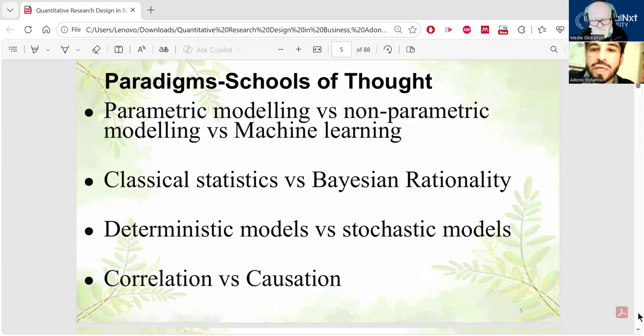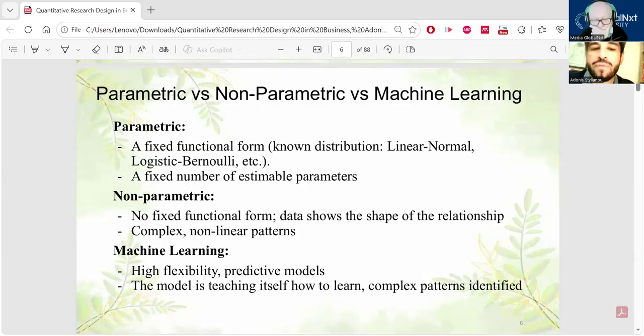Now, parametric implies a very well-known functional form of the distribution of the data, right? So we know the distribution of the data a priori. And this is really important because we can have a fixed number of estimable parameters and proceed. For example, multiple linear regression is like that. And the idea is that if you know the distribution, you will eventually be able to have a very efficient approach to your estimation.